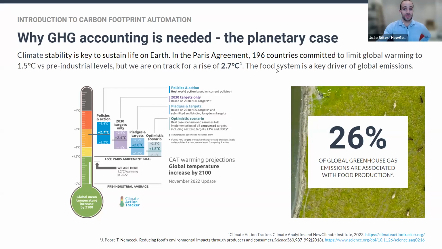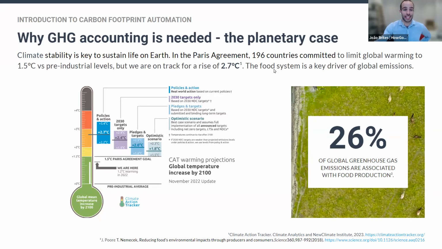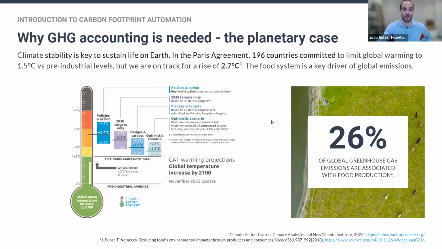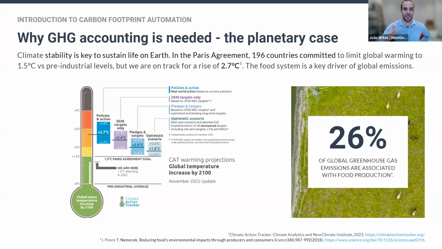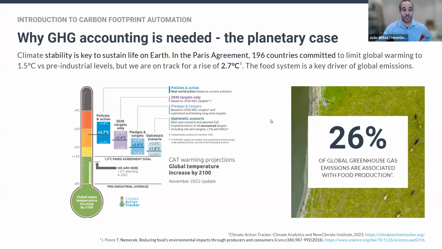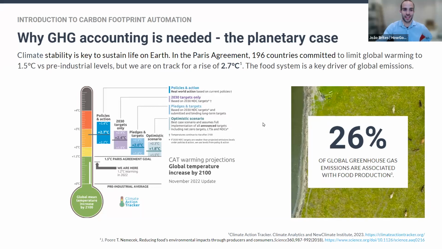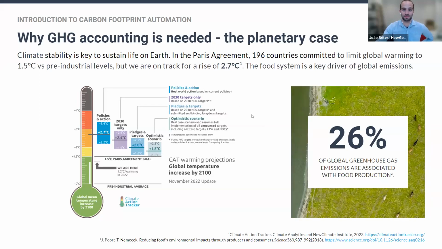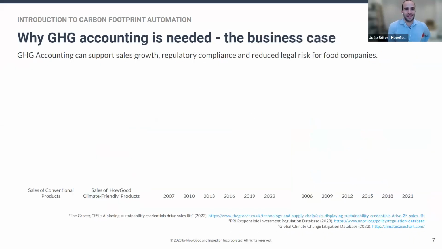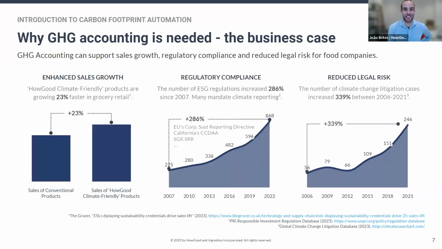We also know that the food system is a key driver of these emissions. At least 26% of global greenhouse gas emissions come from food production. So if we are to solve this and mitigate global warming for real, then we as food designers and innovators are definitely part of the problem and also part of the solution. Now, what is the business case? There is a planetary survival case, if you will. There is also an actual business case for greenhouse gas emissions accounting.